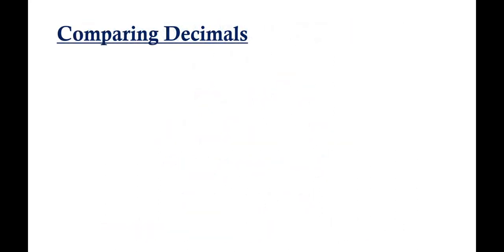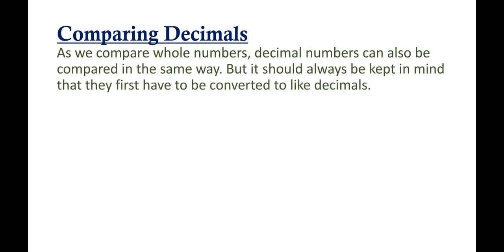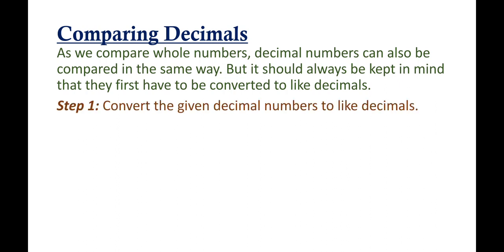So now come to comparing decimals. As you compare whole numbers, decimal numbers can also be compared in the same way. As you have already discussed how to compare two whole numbers in chapter number 2. But it should be kept in mind that first we have to convert them to like decimals, then we can compare them easily. So the first step is to convert the given decimal numbers to like decimals.